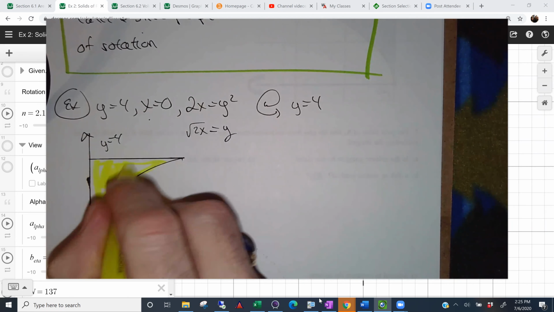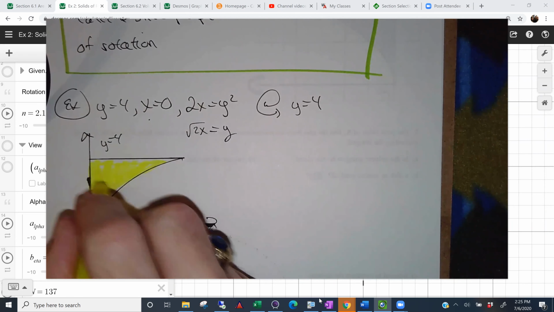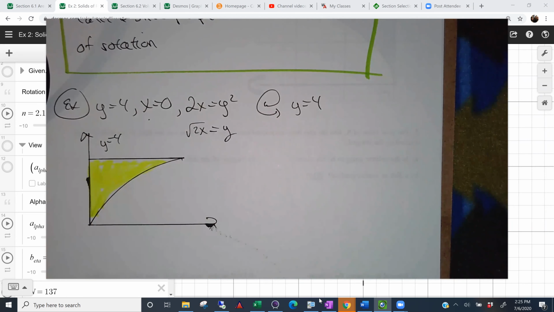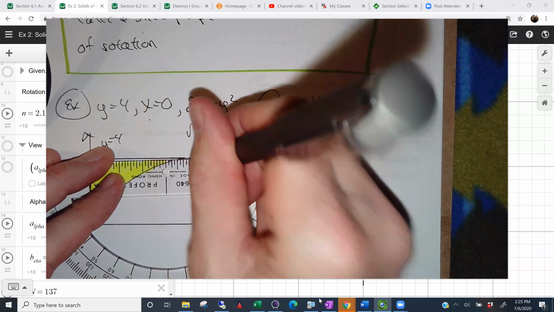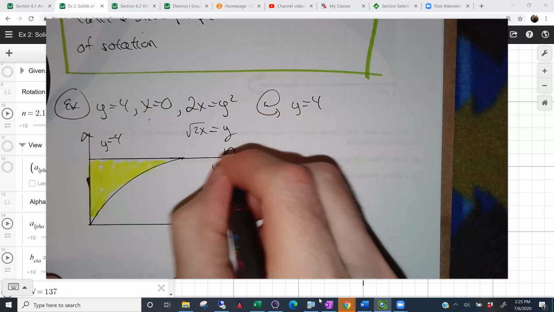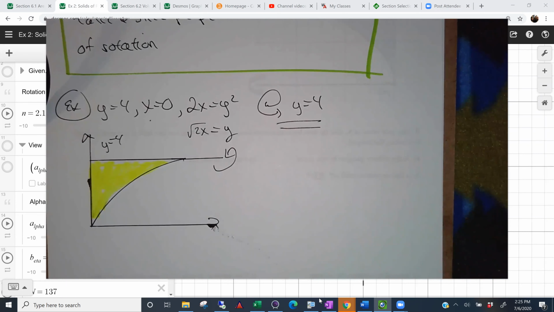So it's this region that we're going to work with. And I want to rotate that around the line y equals 4. So this line up here. And that much has to be given to you. You have to be told where you're going to rotate this around.